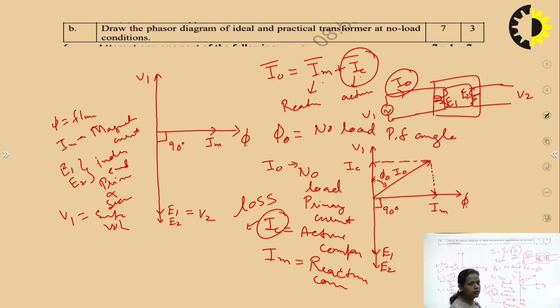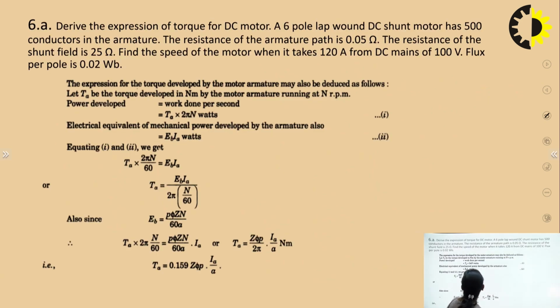Now we will go for the next question. Here you have to derive the expression of torque for a DC motor, and after this the numerical is there. So first we will see the torque equation of a DC motor. Here we are supposing that TA is the torque developed, in Newton meter, by the motor armature, which is running at n RPM, that is, rotations per minute.